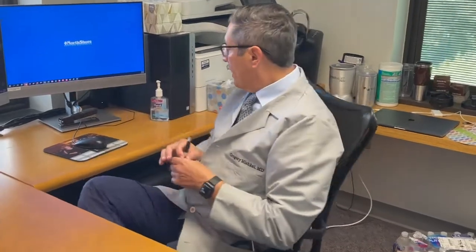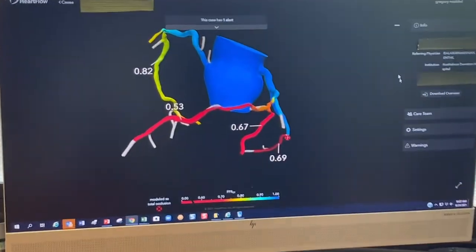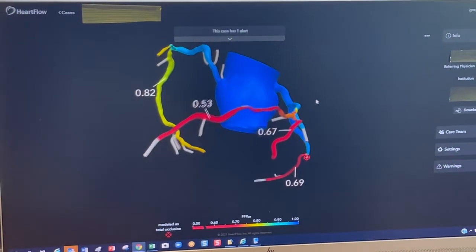Think of this as three-dimensional technology that potentially can replace things like stress testing or nuclear examinations. So let's take a look at one of our patients here. We've de-identified the patient, no patient information.